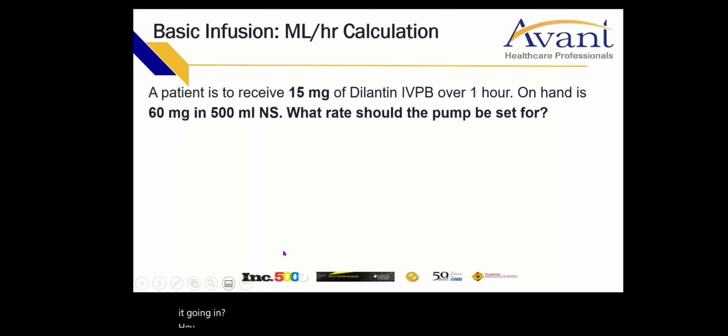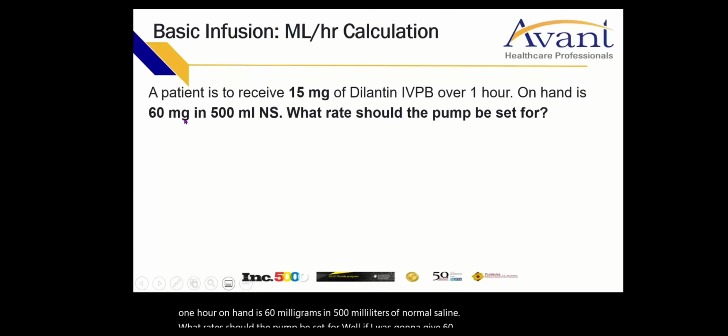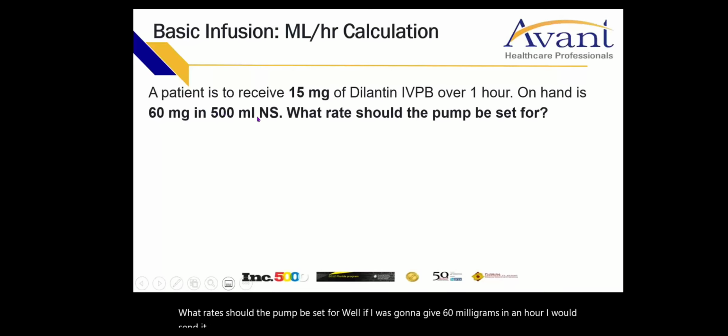All right, so now I have a patient to receive 15 milligrams of Dilantin IV piggyback over 1 hour. On hand is 60 milligrams in 500 milliliters of normal saline. What rate should the pump be set for? Well, if I was going to give 60 milligrams in an hour, I would set it at 500 milliliters per hour. But I'm not giving 60. I'm giving 15 in an hour.